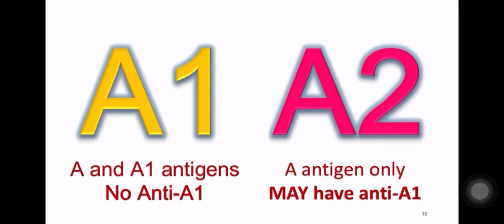Later studies have found that the number of A antigens is much higher in A1 RBCs than in A2 RBCs. Again, A and A1 antigens for the A1 subgroup and A antigen only for subgroup A2. It was also shown that A1 RBCs possess A antigens on the branched and unbranched core structures, whereas the A2 subgroup has them predominantly on unbranched structures. But take note also, the A1 subgroup does not produce a naturally occurring anti-A1. Again, for subgroup A1, no anti-A1. A2, on the other hand, may produce anti-A1.